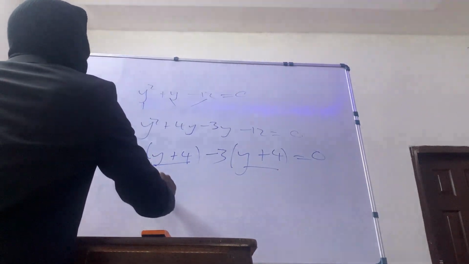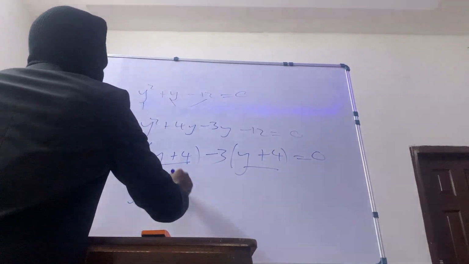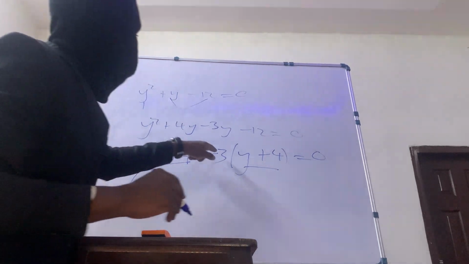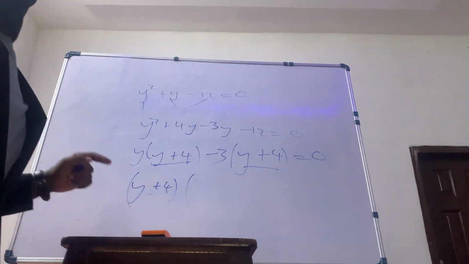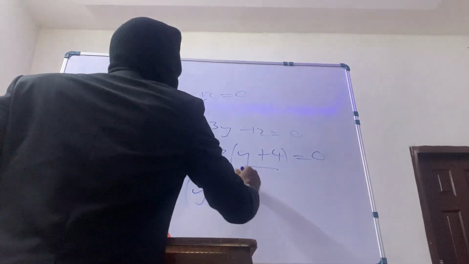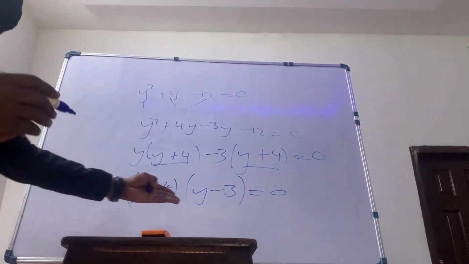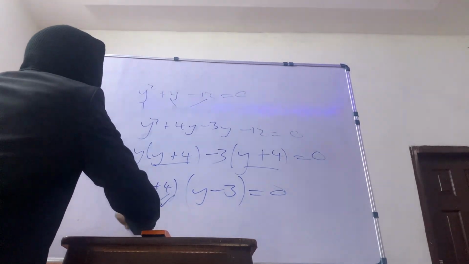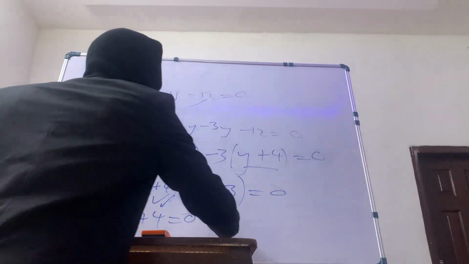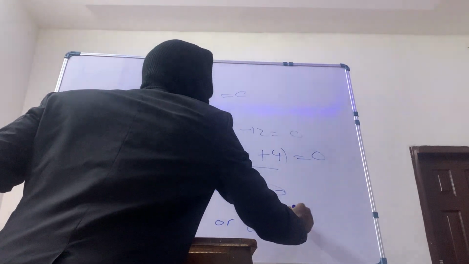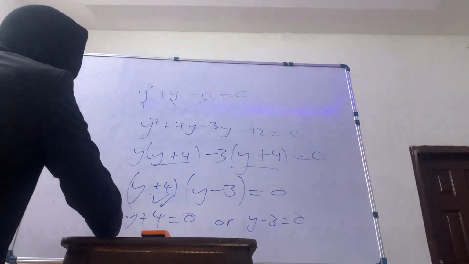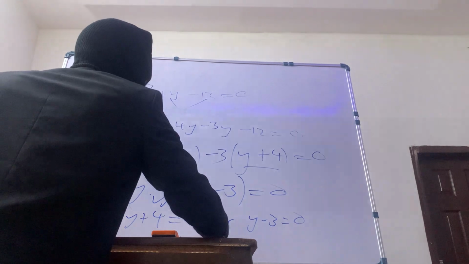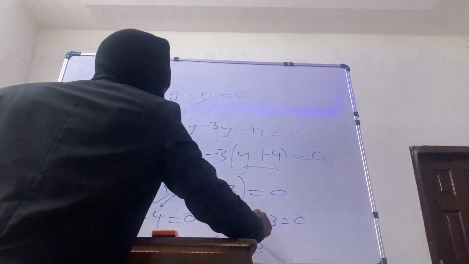We are going to say y plus 4 bracket. Once we have factored it out, we are going to be left with y and minus 3. We create another bracket, and then we say y minus 3 is equal to 0. Now we can just say either this bracket y plus 4 is equal to 0, or y minus 3 is equal to 0. Therefore, y is equal to minus 4, or y is equal to positive 3.